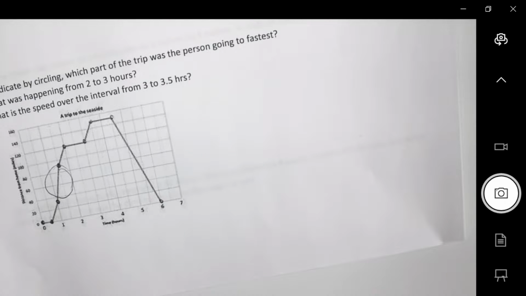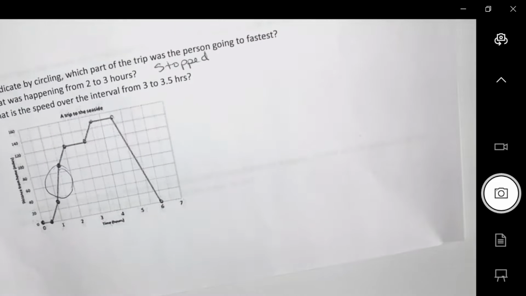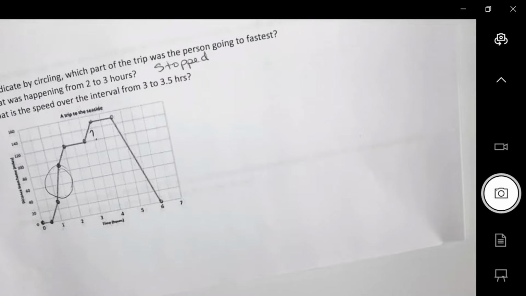What is happening over the 2 to 3 hour span? It's a flat line, so what does that mean? You're not moving, so we're stopped. We haven't gone any distance in that hour, so that means we've been stopped. Can you figure out the speed from 3 to 3.5 hours? So in that section, I want the rate.